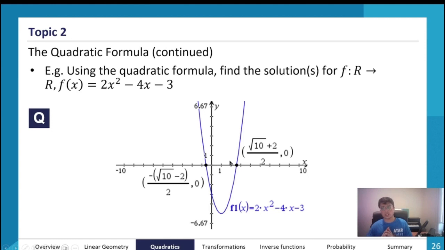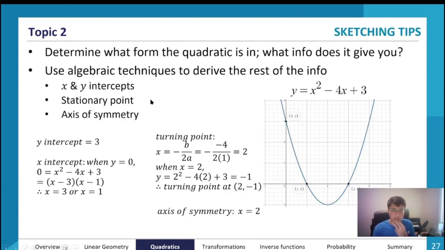Whenever you're trying to sketch a quadratic, not only do you want to take down that face value information that you get, so in the case of expanded form, you can tell straight away the y-intercept is going to be at negative 3. In stationary point form, you'll know exactly where the turning point is straight away. In factorized form, you'll know where the x-intercepts are straight away. You also want to be looking for that additional information, like the x-intercepts, the turning point, the axis of symmetry, all of that. So what we've looked at are three ways we can find those x-intercepts, or in general, just find the solutions when y is equal to 0 for a quadratic. So that's basically what I went over there.